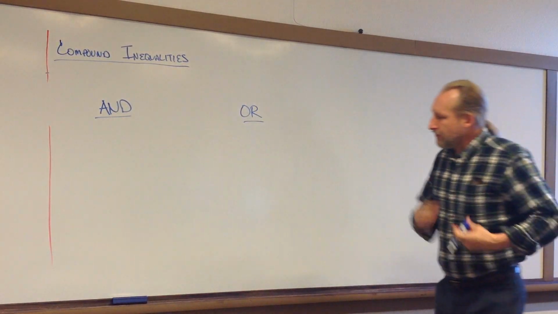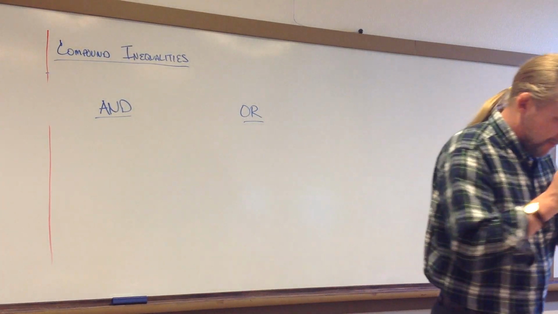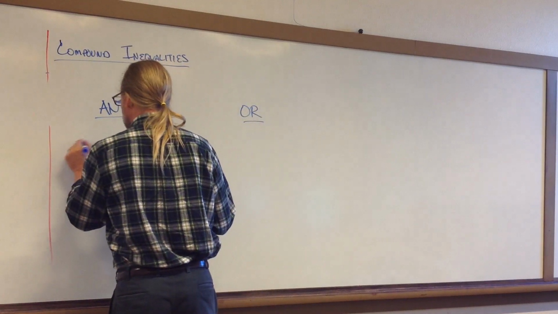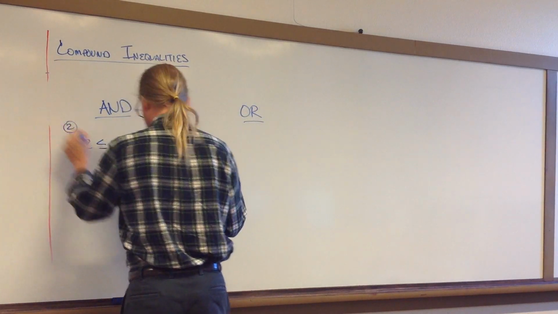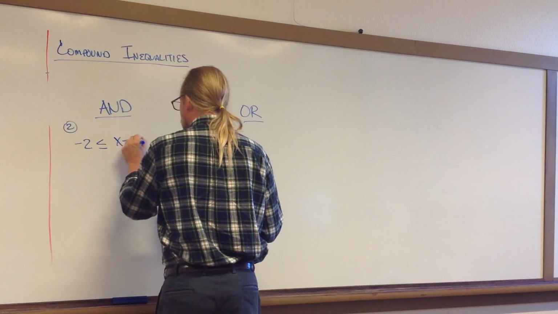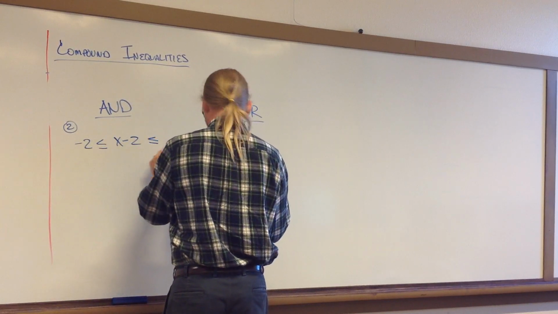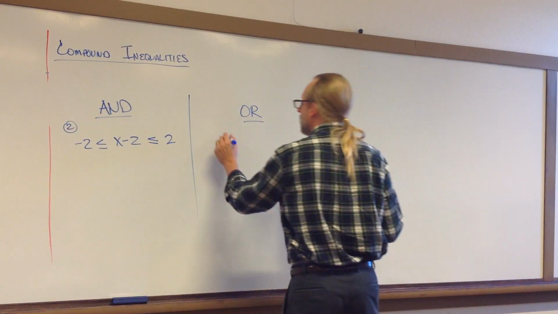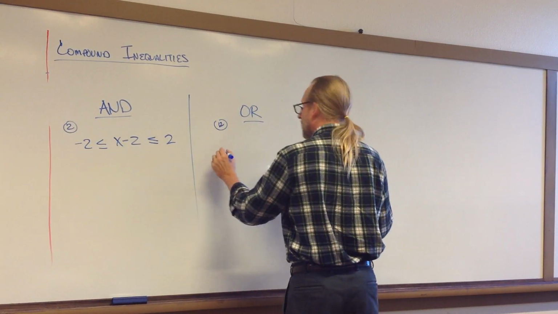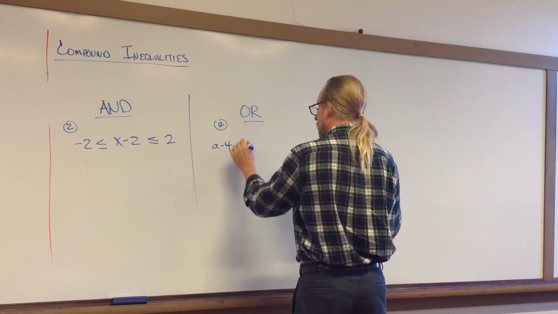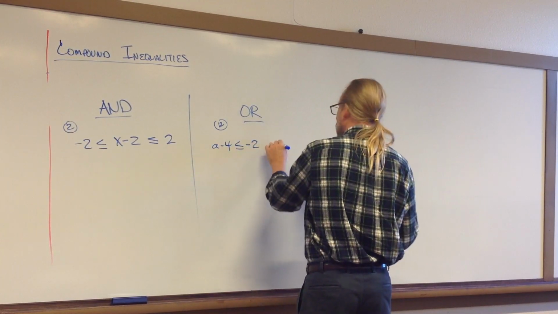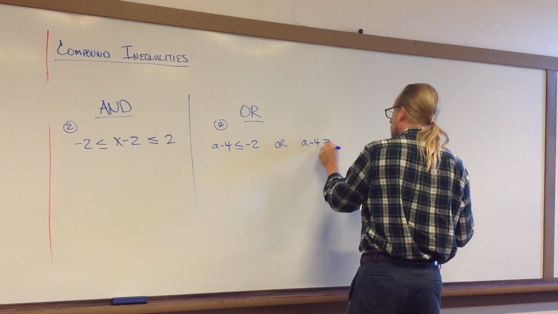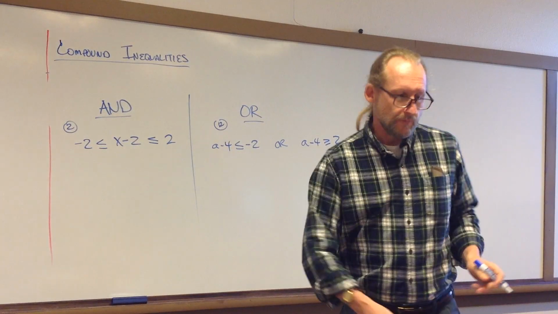So, with some problems, let's see, if we'll just take problem 2 from the assignment here, -2 less than or equal to x minus 2 less than or equal to 2. And for or, I'll take number 12. We've got a minus 4 less than or equal to -2, or a minus 4 greater than or equal to 2. Okay.